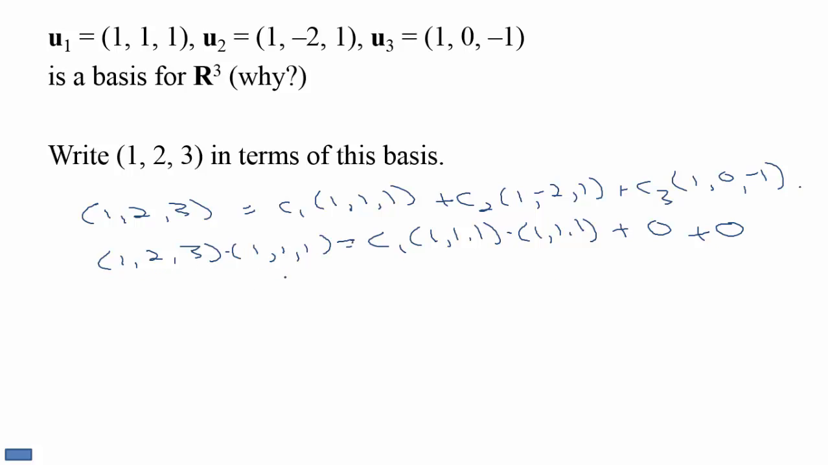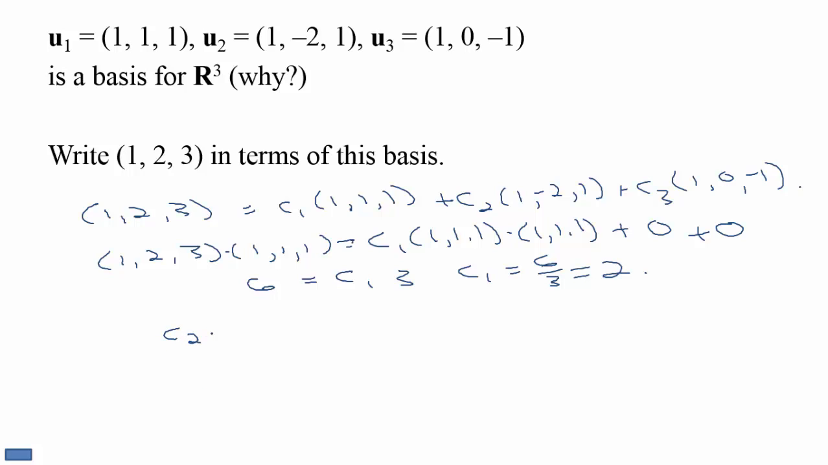So I'm just going to get 1, 2, 3 dotted with 1, 1, 1, which is 6, equals C1 times 1, 1, 1 dotted with itself. We have 1 plus 1 plus 1. We do the dot product, so that's 3. So I can see that C1 has to be 6 divided by 3, or just 2, right? And I can find the others in a similar way.